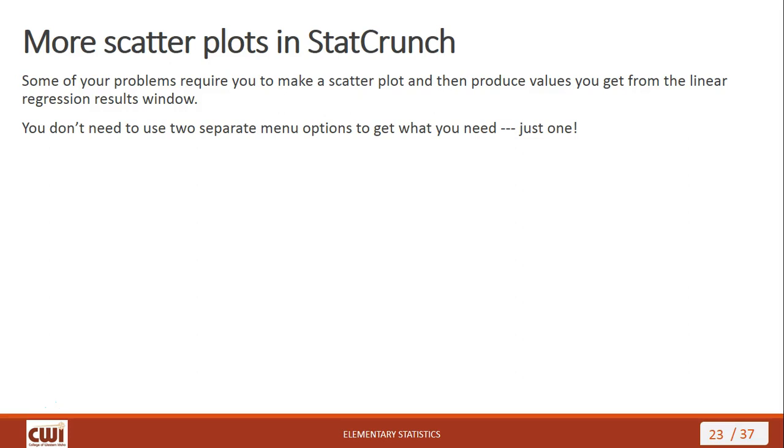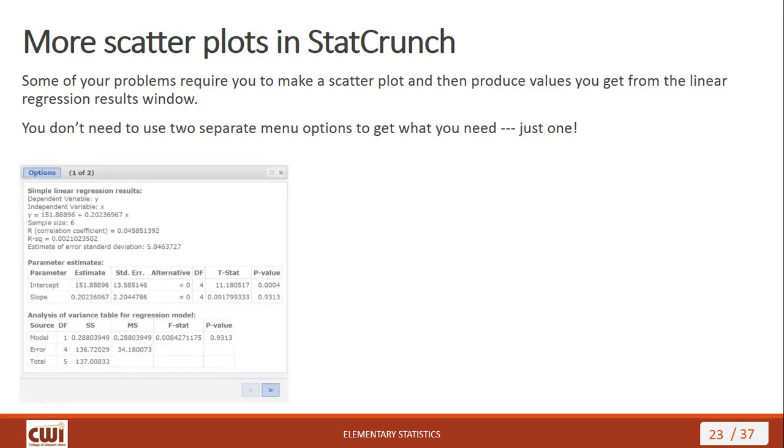Well, the reason I'm doing that is because when you do that regression analysis to look for correlation in StatCrunch, you're actually looking at a results window that has 2 pages. And on the second page, you see a scatter plot already made for you. So you don't have to go through 2 separate menu options to get the scatter plot. Just go straight into that linear regression to test for correlation, and you can get the scatter plot that you're looking for.